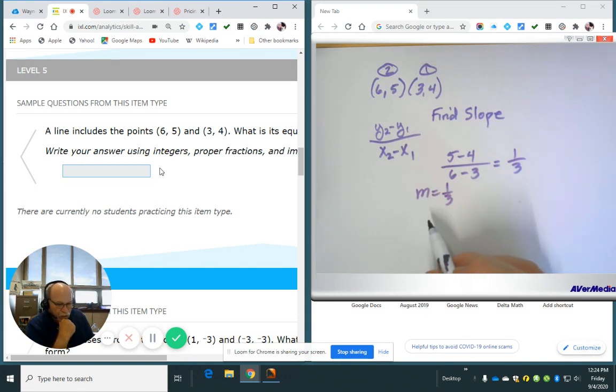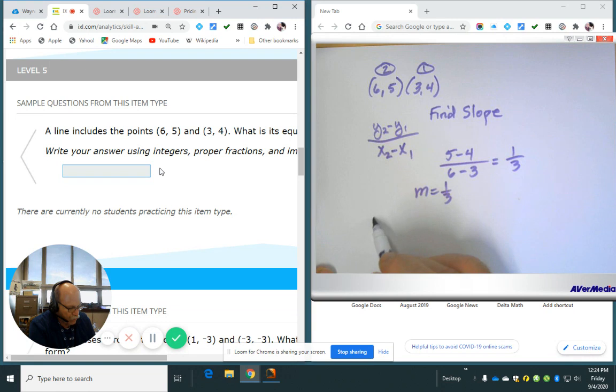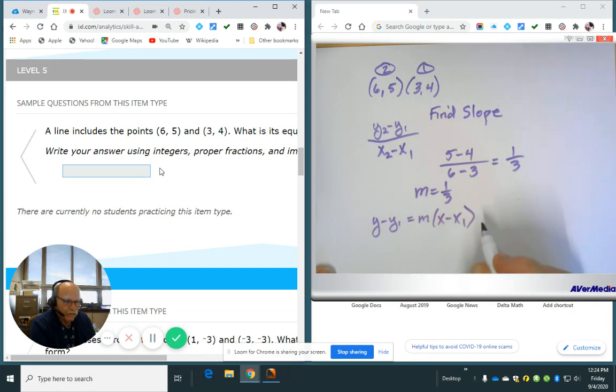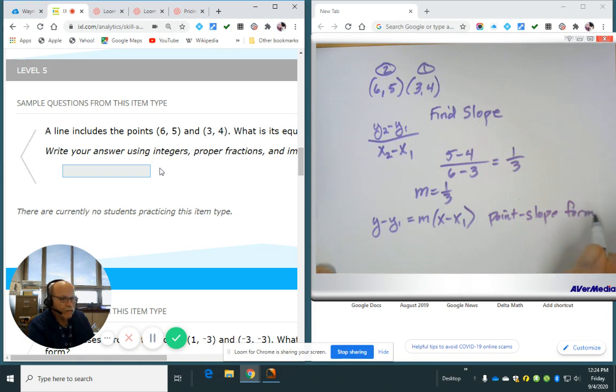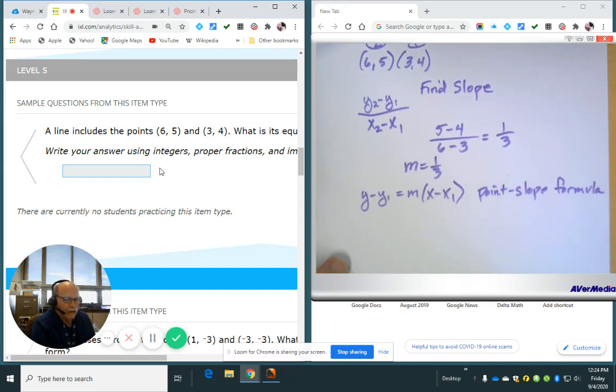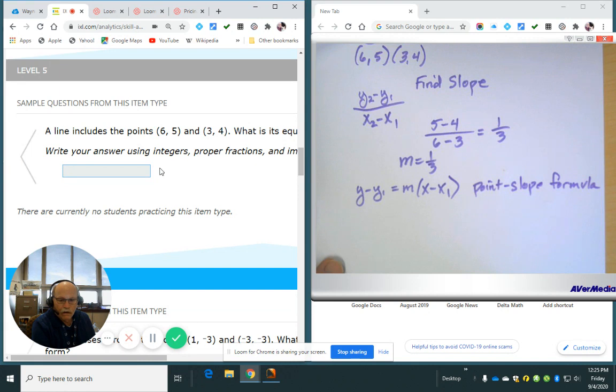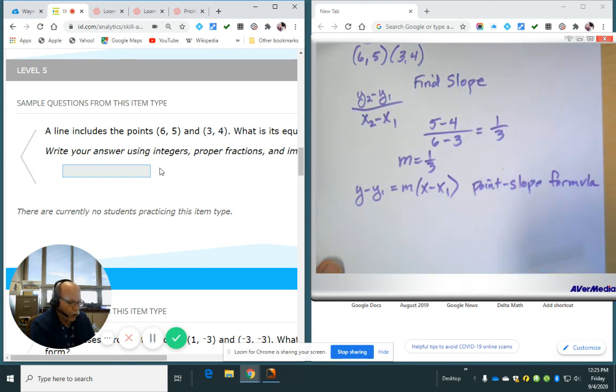Then I'm going to use one of two methods. The first method involves using y minus y1 equals m times x minus x1. This is called the point-slope formula. Basically, I have the slope and I have a point. That's all you need for this.